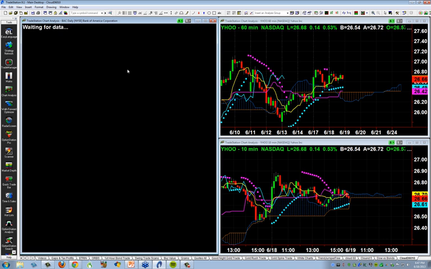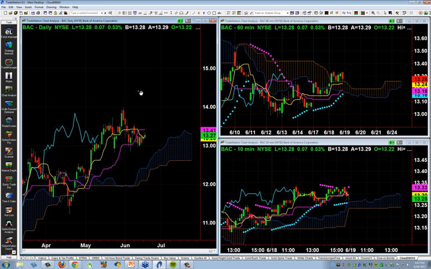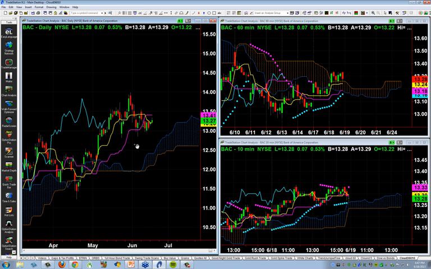BAC, Bank of America. Looks pretty solid. You got a little criss. You're waiting for the cross. The 60-minute looks appealing at this point, but it has not officially crossed over the lagging line, has not crossed the cloud. So it looks like it's going to trade sideways for just a little bit.